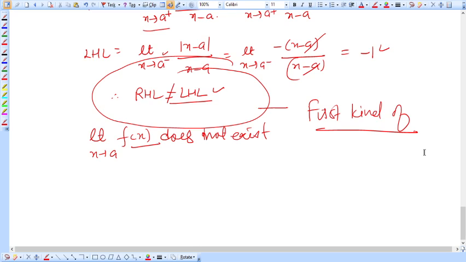So, one more example, one more problem from this continuity section, right?